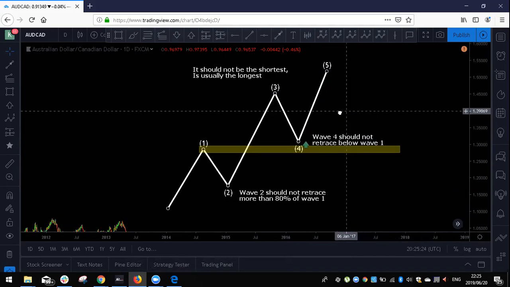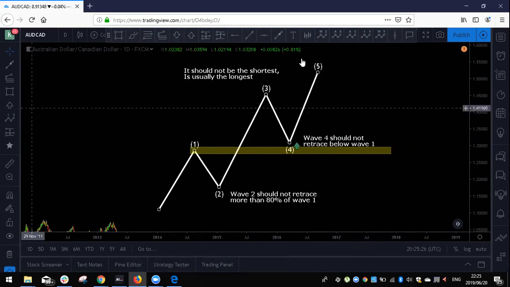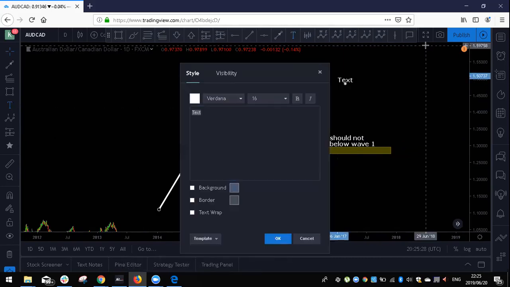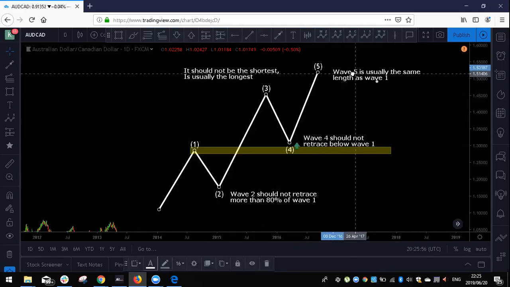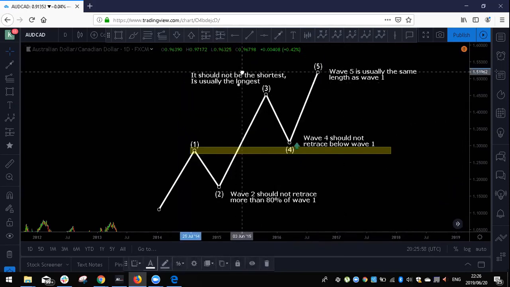And then for wave 5, there's no real rule for wave 5, but wave 5 is usually the same length as wave 1. It's usually the same length as wave 1.